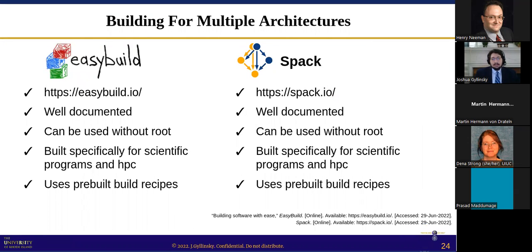The other types of deployment systems that you'll often see are Easy Build and Spack, both of which are fairly well documented and can be deployed in your user directory without being root, provided you're allowed to do so. They're both more or less designed from the ground up for scientific programs and HPC. They both use varying pre-built recipes, where with Easy Build, you'll use your .eb file, and there's some nuance in copying that over and making it acceptable for your program, and I think that's changing as well.